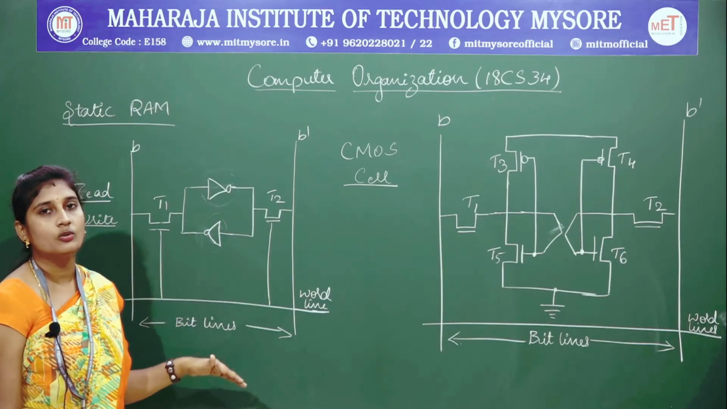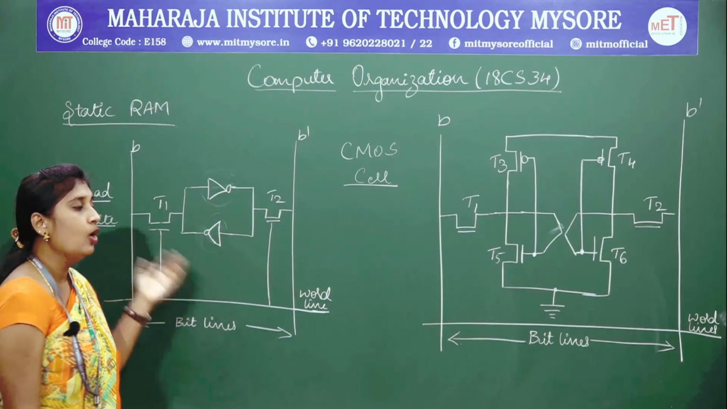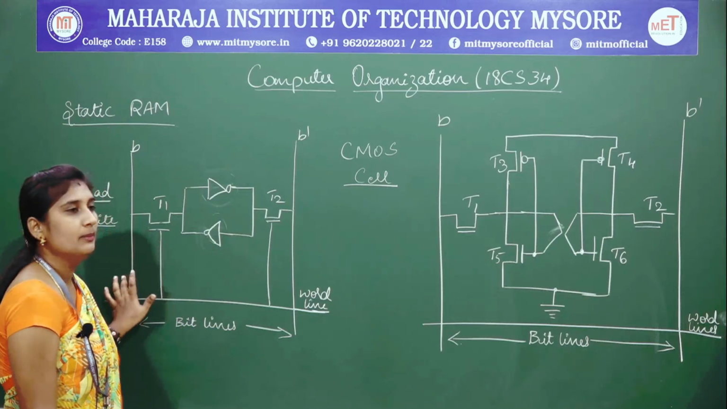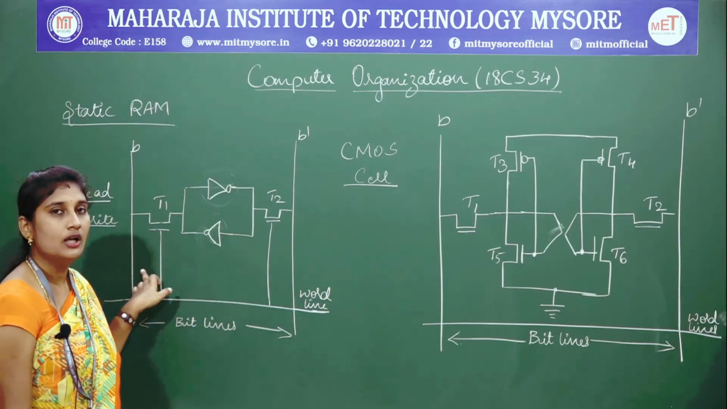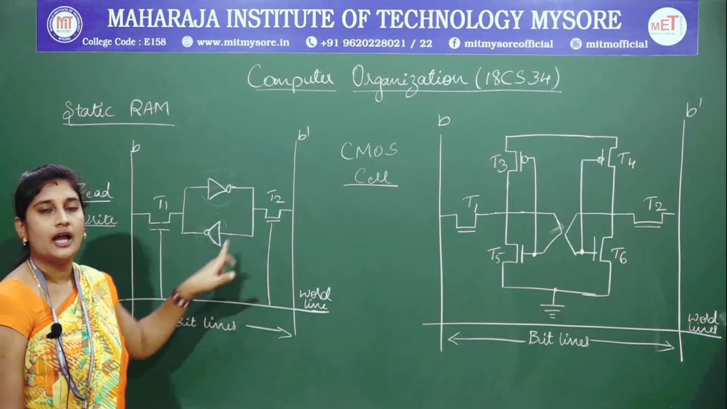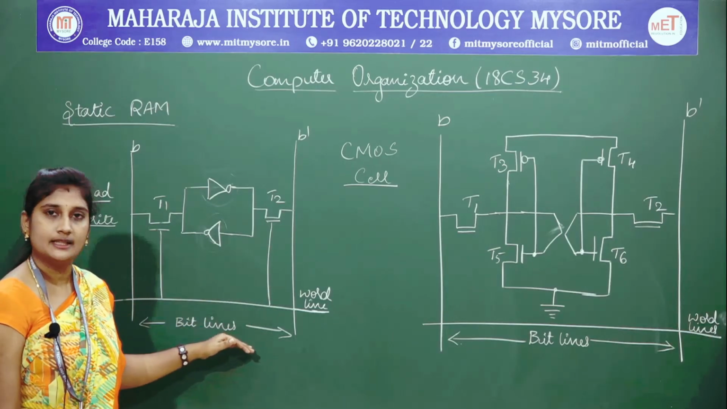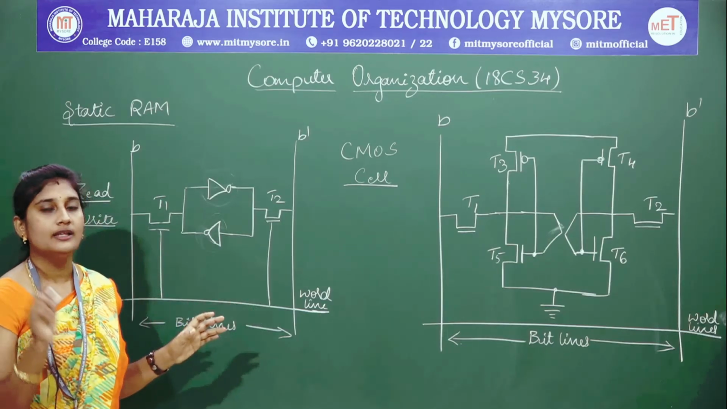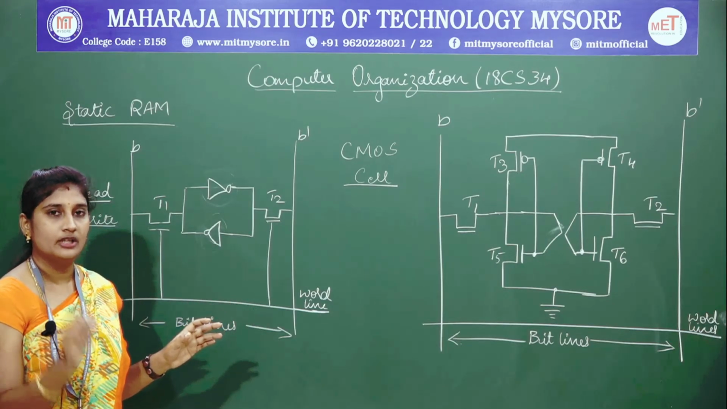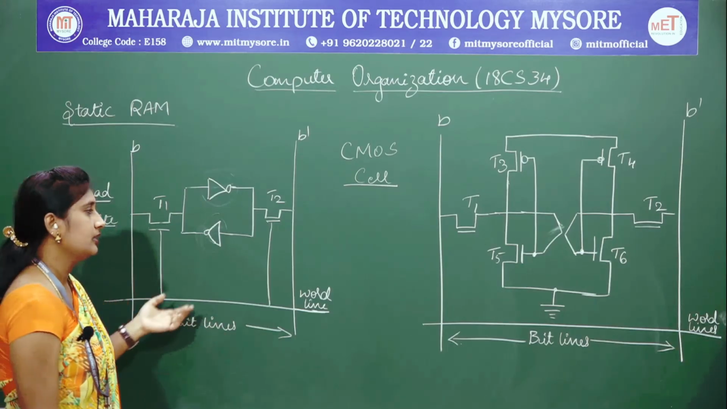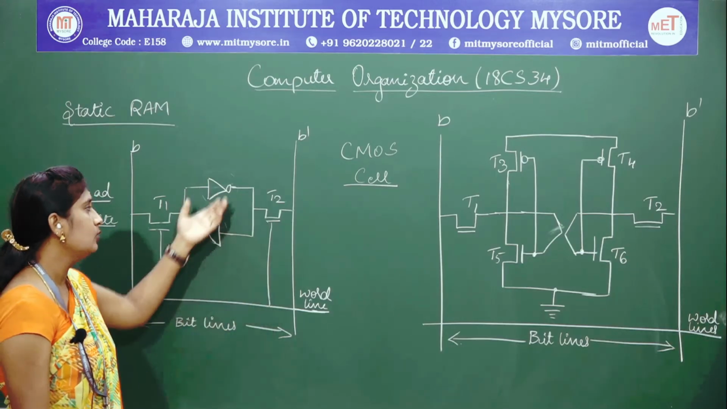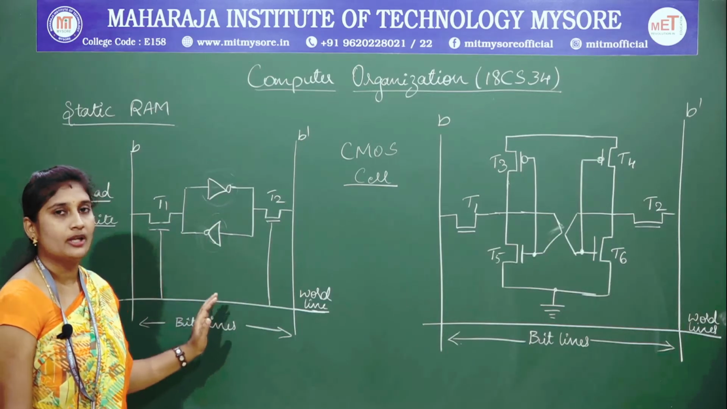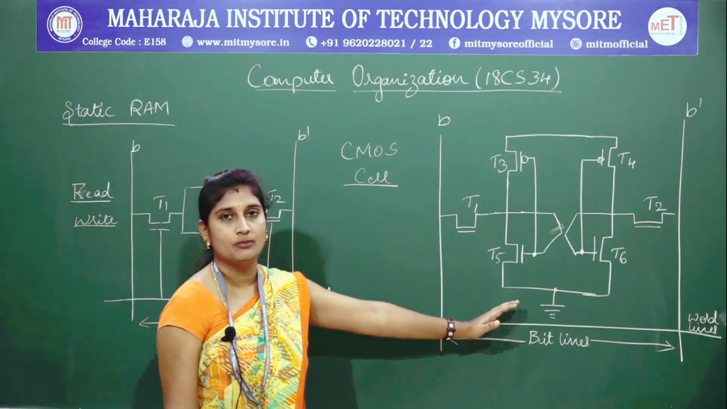Next, if you want to perform the write operation, whatever values you want to send to the RAM cell will be placed on the bit lines, that is your B as well as your B dash, and correspondingly the word line will be set. Based on that, the sense or write circuit will detect the corresponding operation, that is your read or write operation, and it will be written to your particular RAM cell. Fine. The same operation can be performed using your CMOS cell.